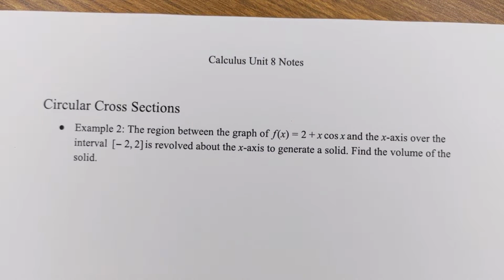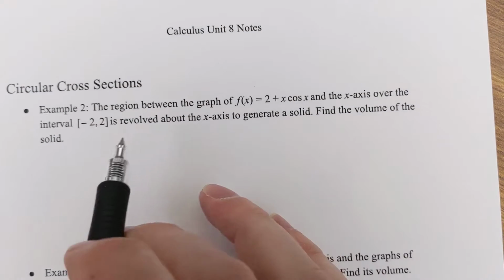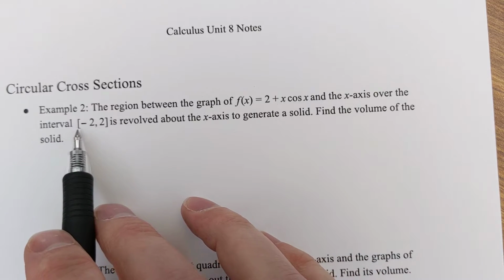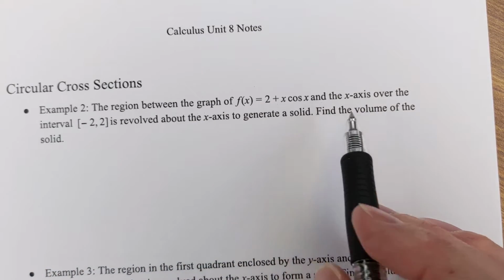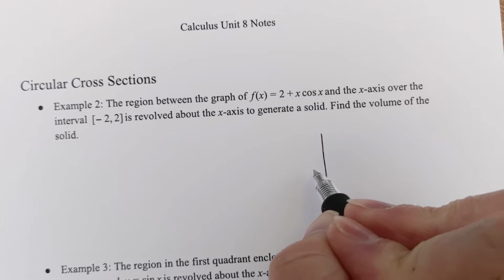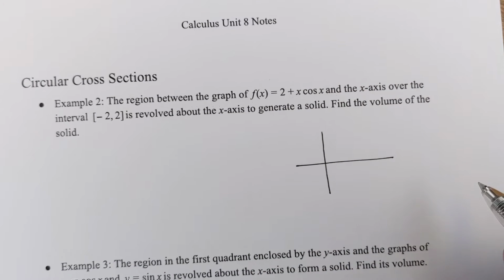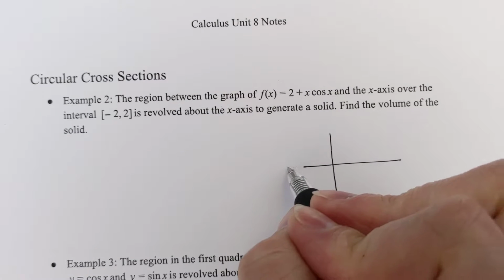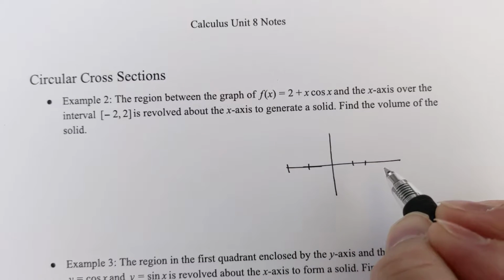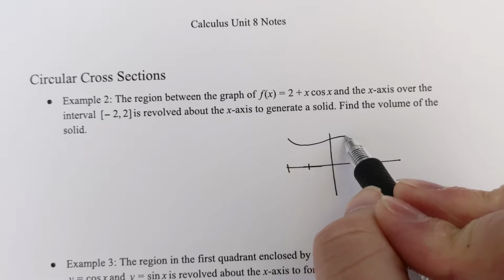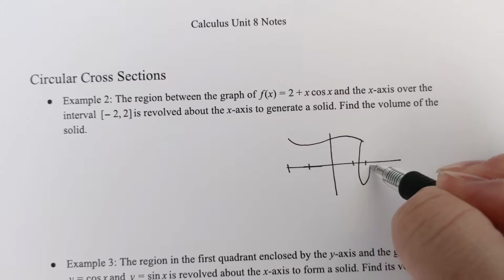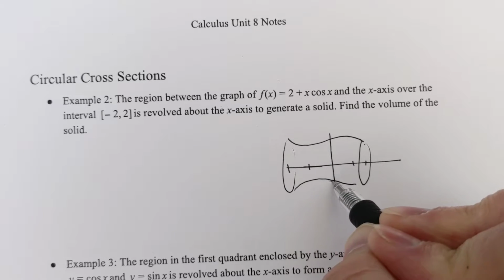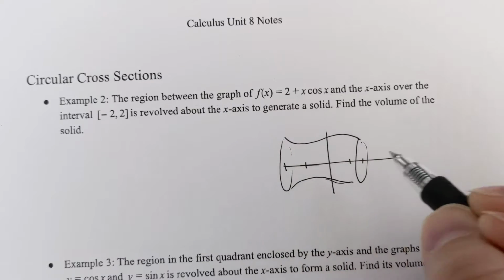All right, you can also have circular cross-sections. That was a square. So this is the region between the graph of 2 plus x cos x and the x-axis over the interval -2 to 2, revolved around the x-axis to generate a solid. Find the volume. If you look at your axes, from -2 to +2, the curve looks something like this. You're rotating it about the x-axis, so you're essentially making a vase shape. That's really bad, but this should be a mirror of that.